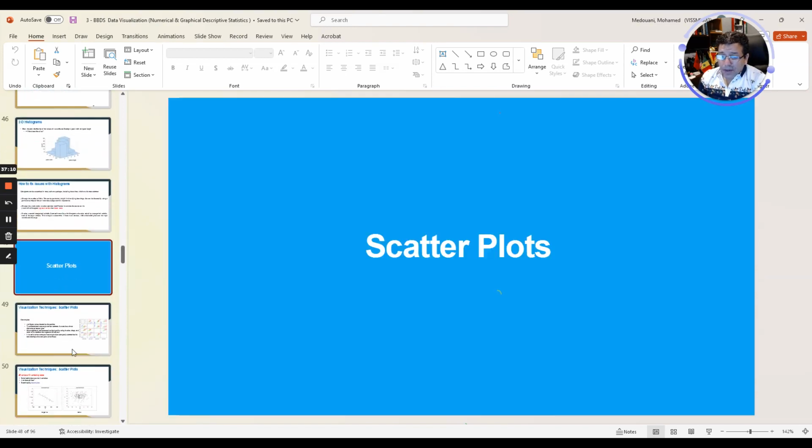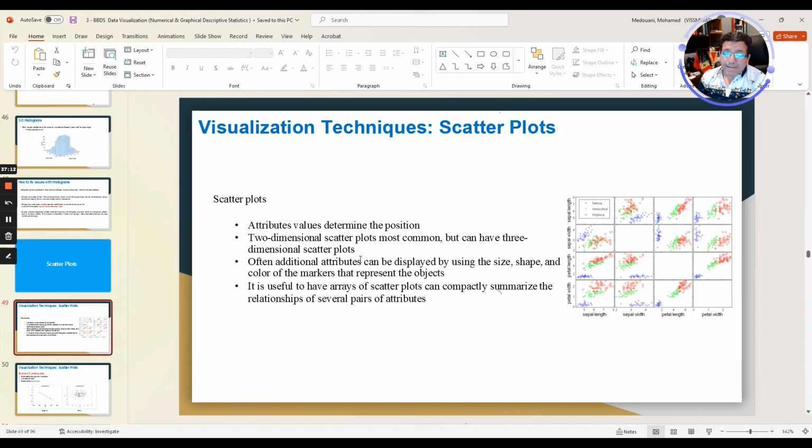And scatter plot is used, scatter plot is another graph that we could use to help us understand the relationships between two or more independent numerical data. It's not used for categorical, it's used for numerical data relationship.